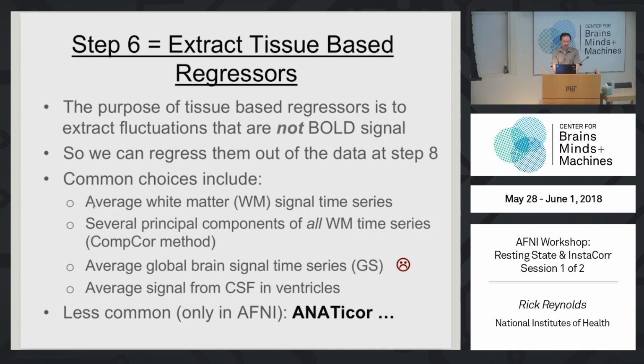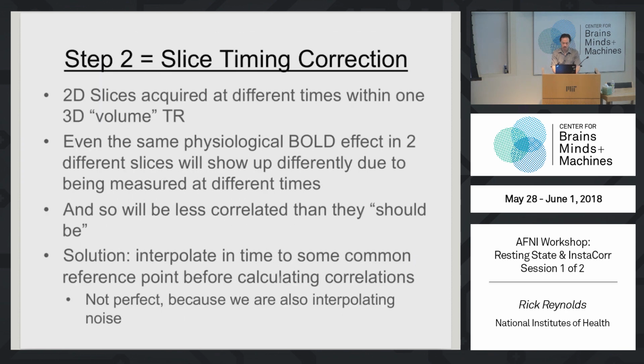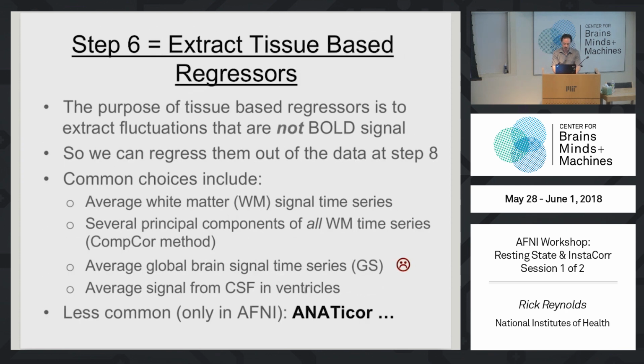So some common choices that are mentioned in here: average white matter. When Hongjun Zhou was developing the ANATICOR method, which is local white matter regression, he was doing lots of correlations, seeing how much areas were correlated with each other, obviously. And the thing that was kind of interesting is basically the white matter was not correlated with anything, including white matter.